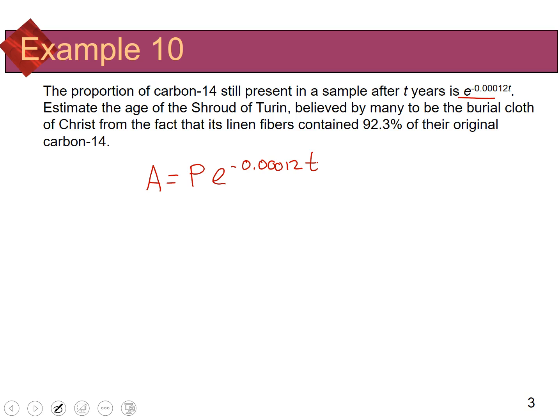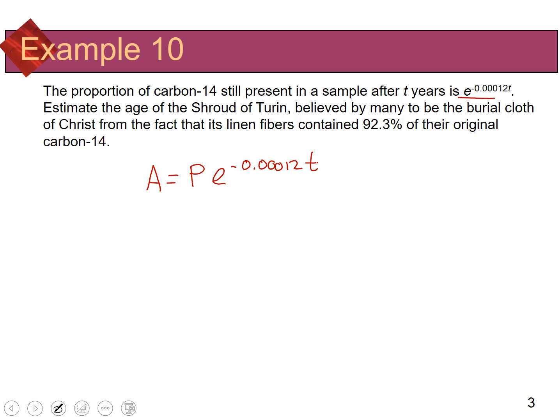But you have this Shroud of Turin. It's believed to be the burial cloth of Christ. So they examine it. They see that the linen fibers contain 92.3% of their original carbon-14. Linen fibers, like anything else, were basically what used to be a living organism. And living organisms breathe, like plants do. So along with the carbon dioxide they breathe in, just like the amount of oxygen we breathe in, we also breathe in this carbon-14.